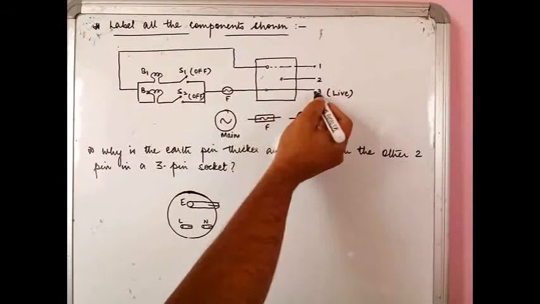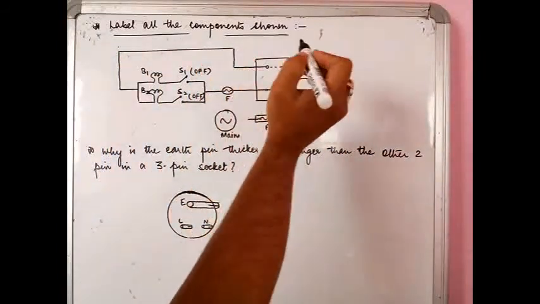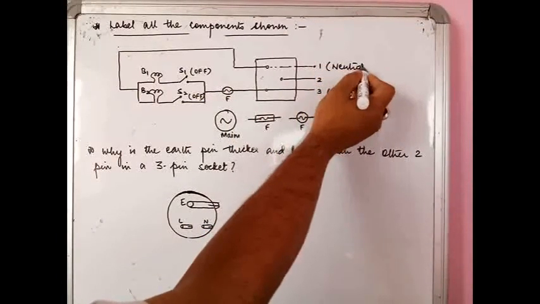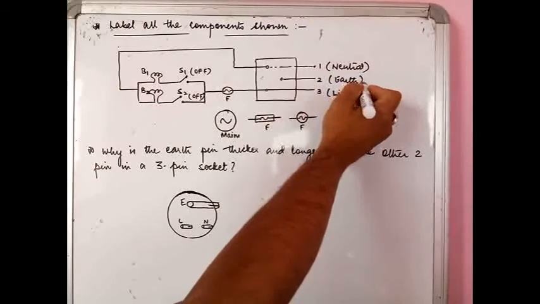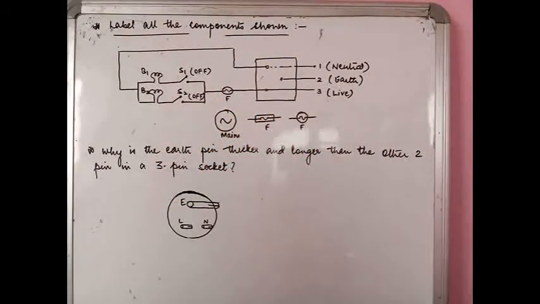And then you see, if this live wire carries current, then it has to go back and complete the circuit through the neutral wire. So the first one becomes the neutral wire, so the remaining one will obviously be the earth wire. So this is how you label. This is the fuse, you have already labeled. So this is how all the components can be labeled.